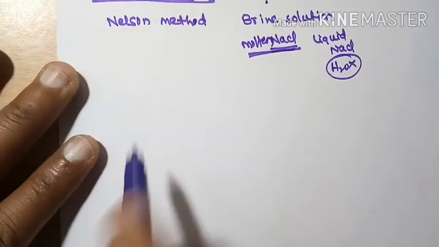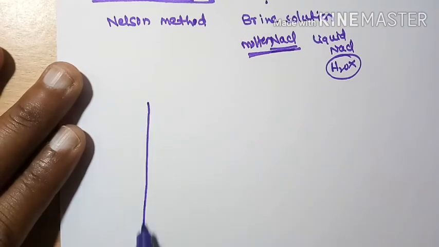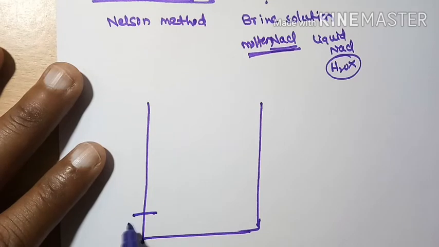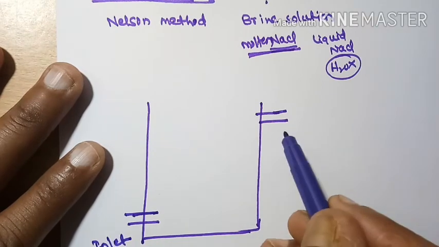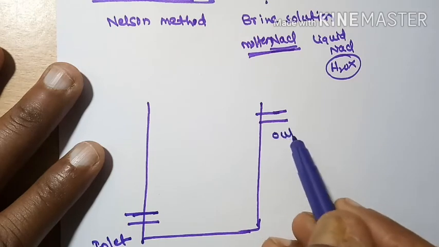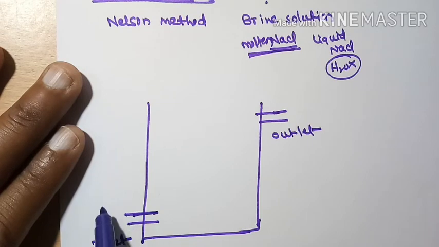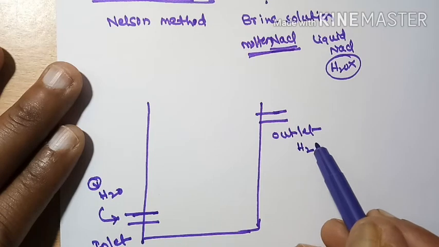First we take a rectangular iron vessel. This rectangular iron vessel has two side pipes. One is considered the inlet, another one is the outlet. Through the inlet we send water vapors. Through the outlet we collect hydrogen gas.